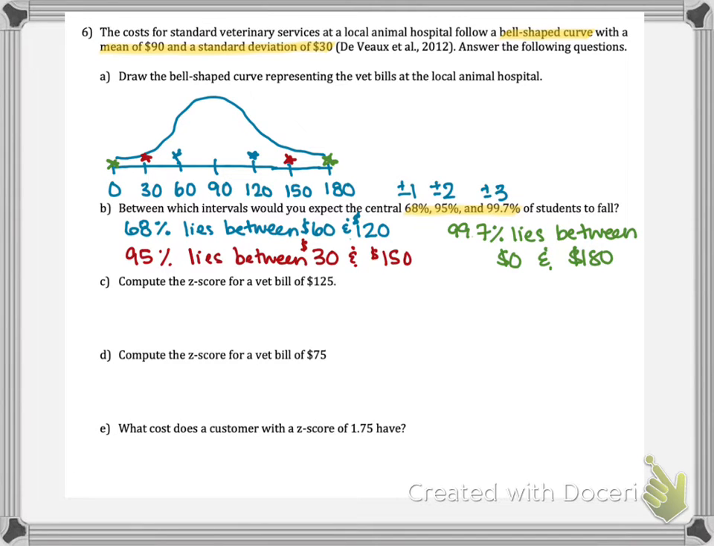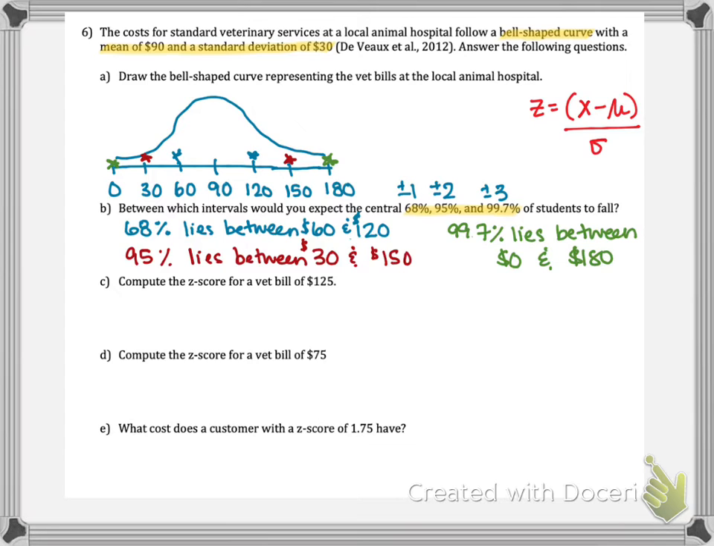So we can jump from the center out 1, 2, and then 3 standard deviations each to answer that question. Okay. Then it says compute the z-score for a vet bill of 125. All right, well, we already know that formula from question number 5, so let's rewrite it. X minus mu all over sigma, right?